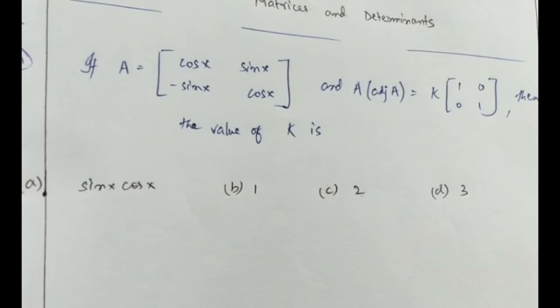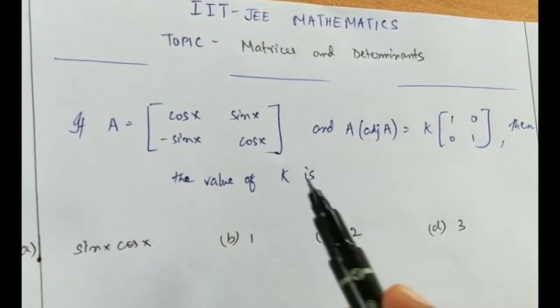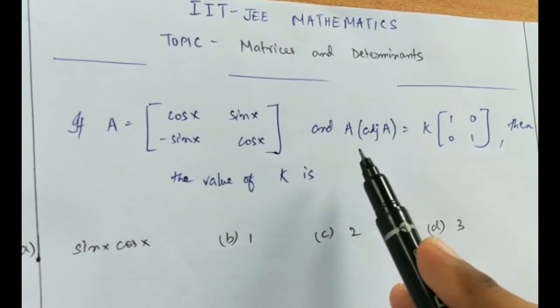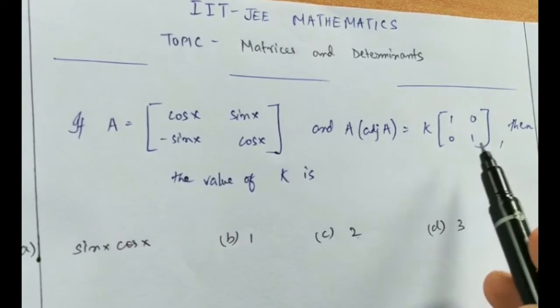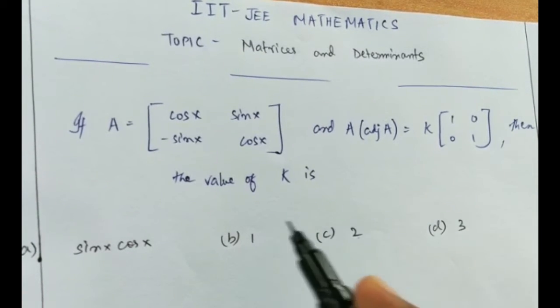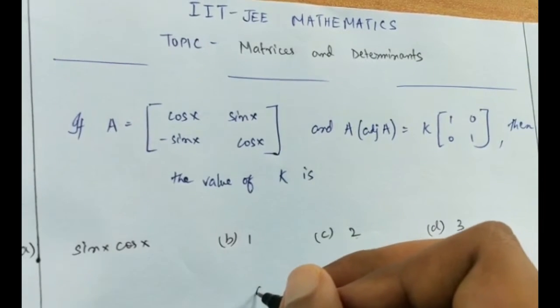So today's first problem is basically a matrix sum where a 2 cross 2 matrix is given and the adjoint of the matrix A times the matrix is given as K times an identity matrix. So you have to find the value of K. The first task is to find the adjoint of the matrix A.